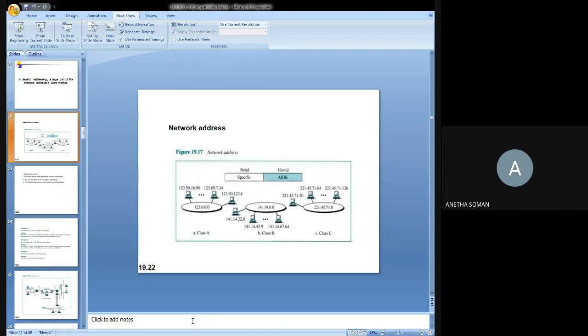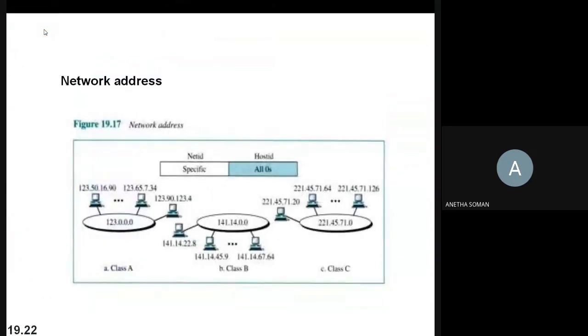Network address is nothing but the address that defines the network. If you want to identify a particular network, you require that network address. Now, the network address is a combination of your net ID and a host ID of all zeros. So you can see the network address is a combination of net ID and host ID with host ID being all zeros. In this diagram, you can see 3 networks, which belong to class A, class B, and class C.